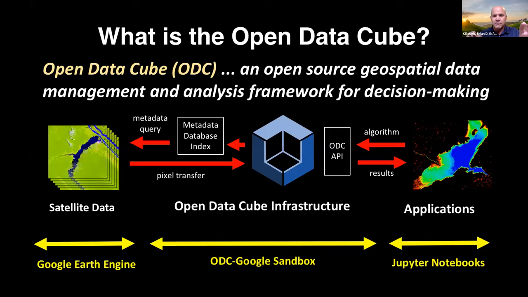So we use Google Earth Engine data. Now, how do we do that in the middle? You can certainly go and use Google Earth Engine to do this, and there's a programming environment there where you can do JavaScript or Python scripting. What we've done here is installed our Open Data Cube infrastructure, which describes the data in a metadata index, and it has an API that talks to the Jupyter Notebooks algorithms.